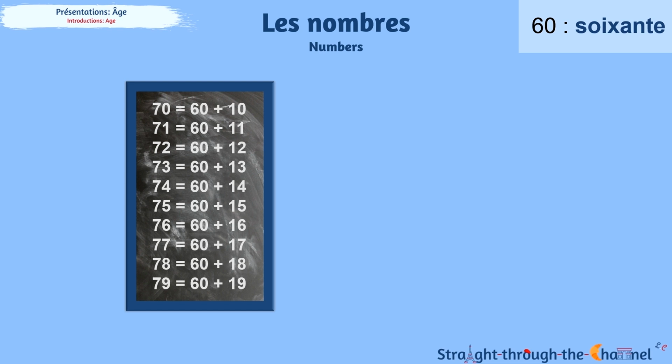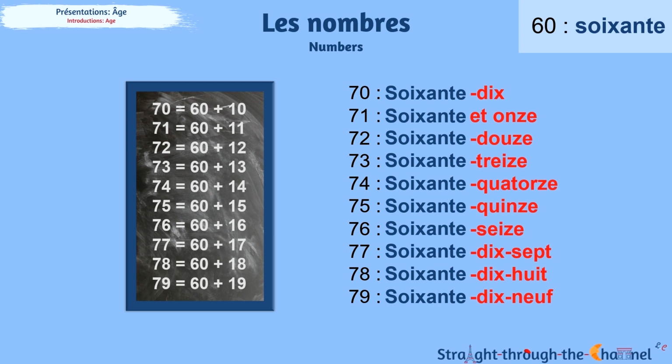It gets a little more tricky from 70 onwards, where we need to do a bit of maths. So 70 equals 60 plus 10, which means 70, 71, 72, 73, 74, 75, 76, 77, 78, 79.